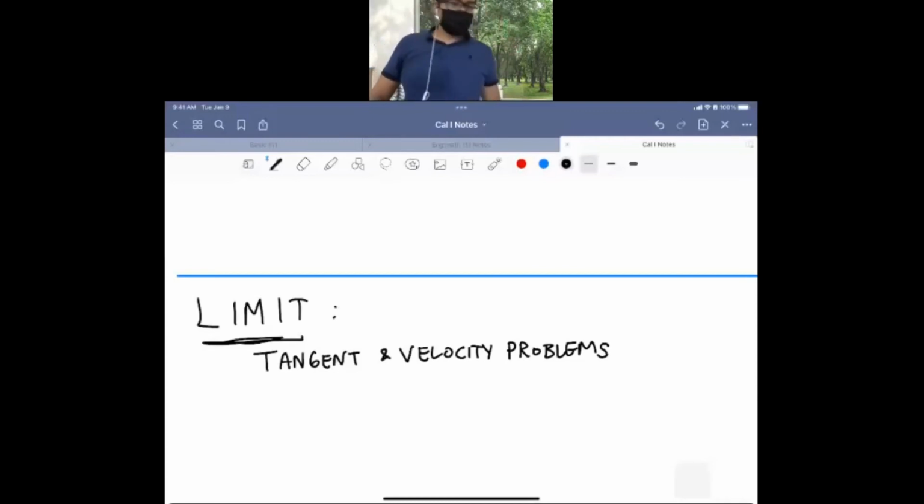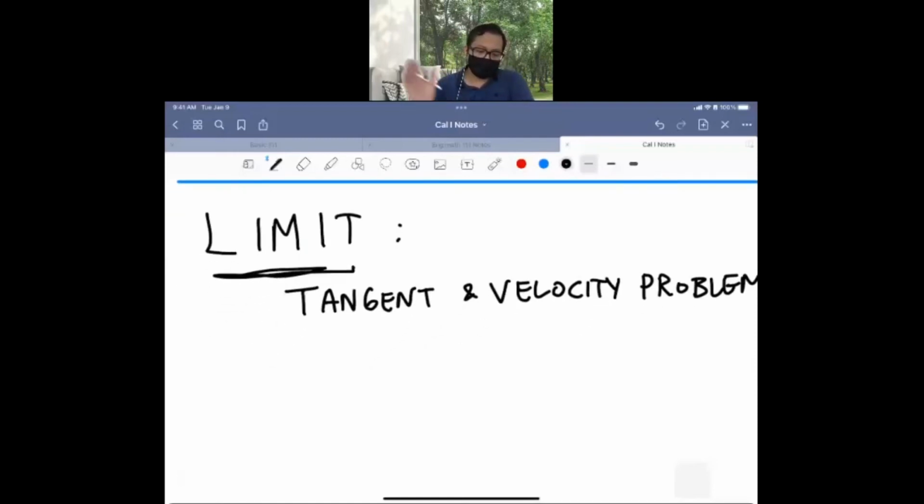Okay, now we move to limit. Now limit starts with the concept of the tangent. So first, what is tangent? I also mentioned this.